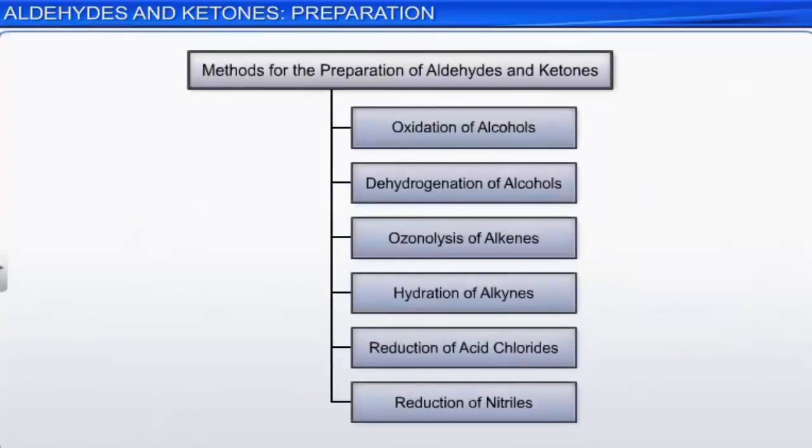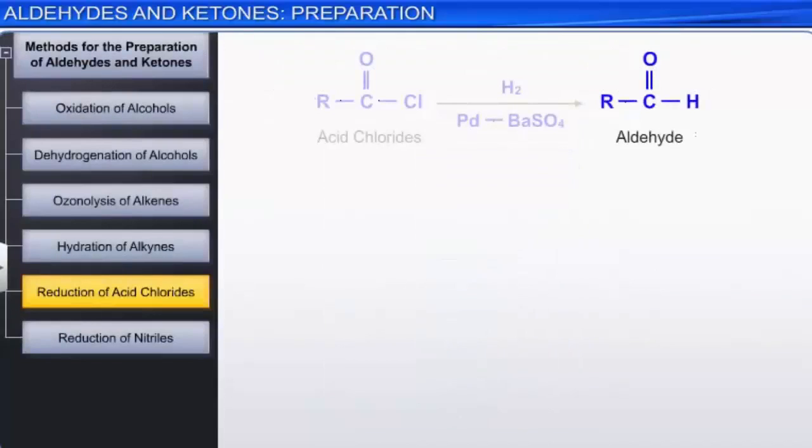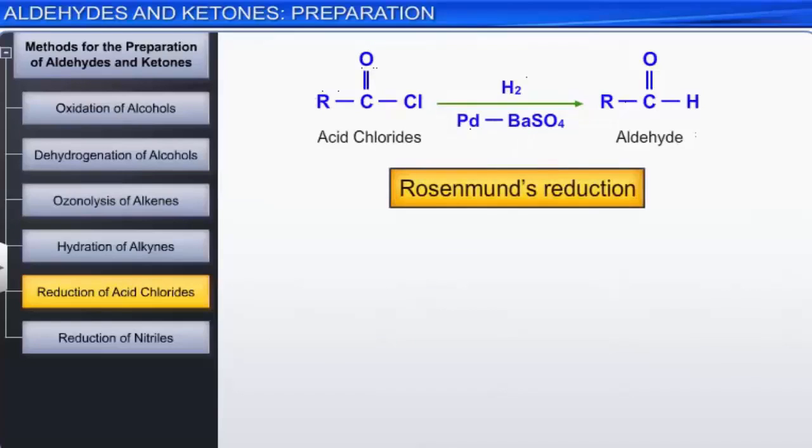Carbonyl compounds can also be prepared by the reduction of acid chlorides. Aldehydes can be prepared by the reduction of acid chlorides with hydrogen in the presence of palladium on barium sulfate in quinoline. This reaction is called Rosenmund's reduction.